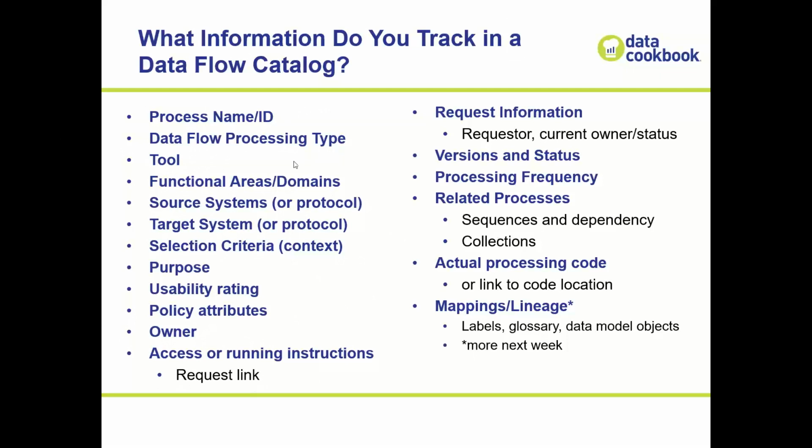So of this information here, I think the process name, the tool, the type, the source system, and the target system is a thing that is probably pretty easily pulled from almost any data system from an inventory standpoint. Some of these other things, like, well, what distinct functional area it's in, maybe an understanding of the selection criteria at a process level, the purpose, the usability rating, policy attributes, owner. The rest of the things get to be a little more curated information that might require some human intervention.